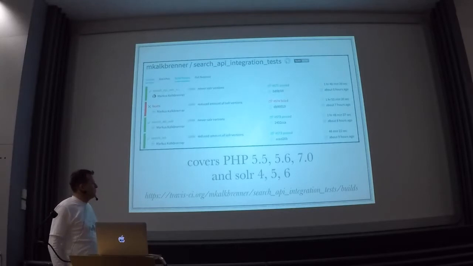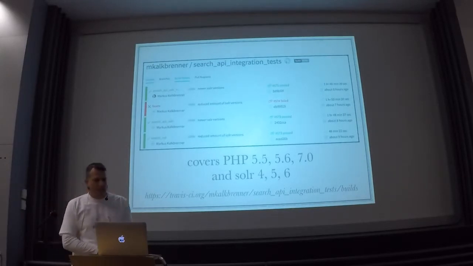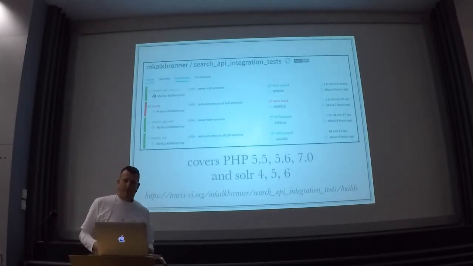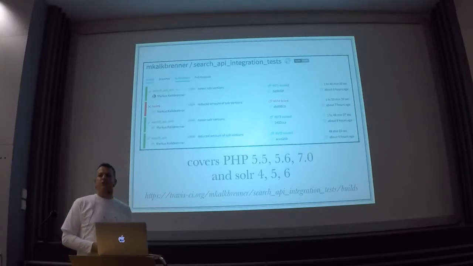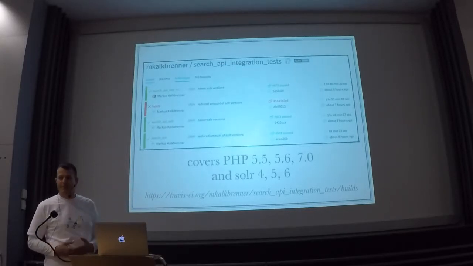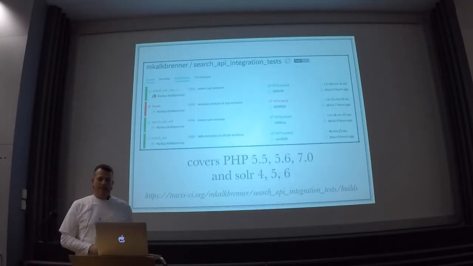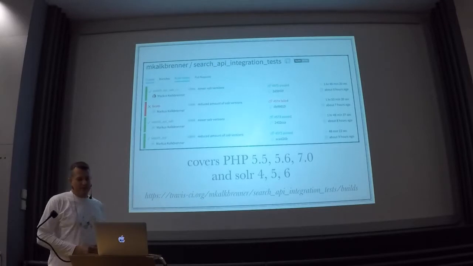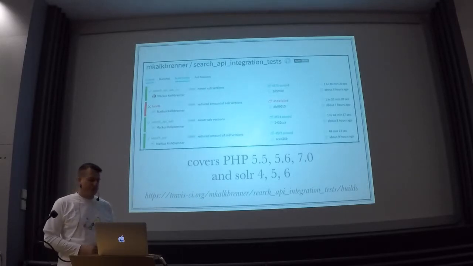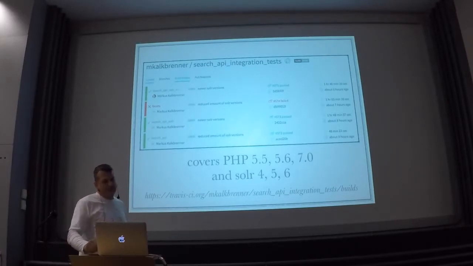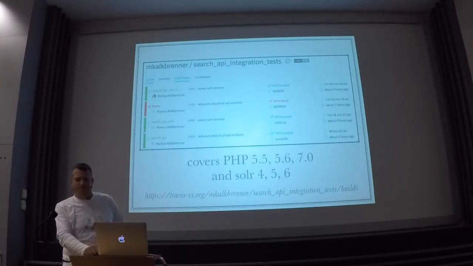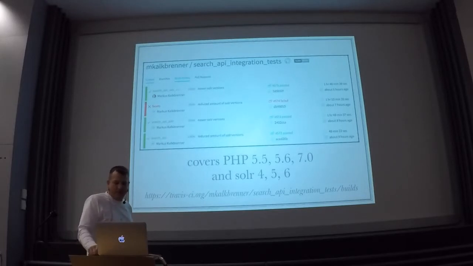At the moment, the screenshot is from last week. Facets is working. There's just one failing test if you run on PHP 5. It works on PHP 7. And what you can see is that we run all the integration tests on supported PHP versions from 5 to 7 and on Solr cores from 4 to 6. And there are a lot of tests, as you can see, in the time that is needed to run these.